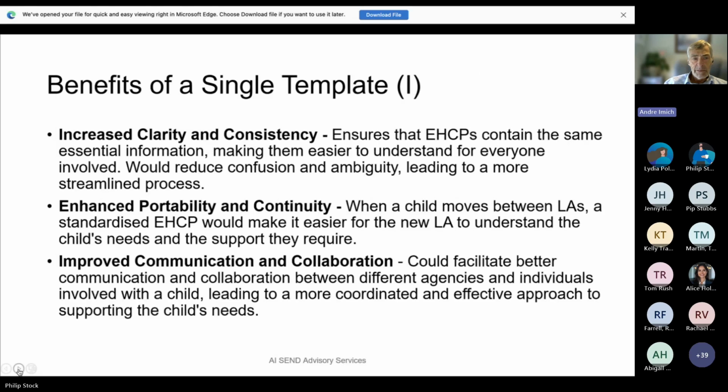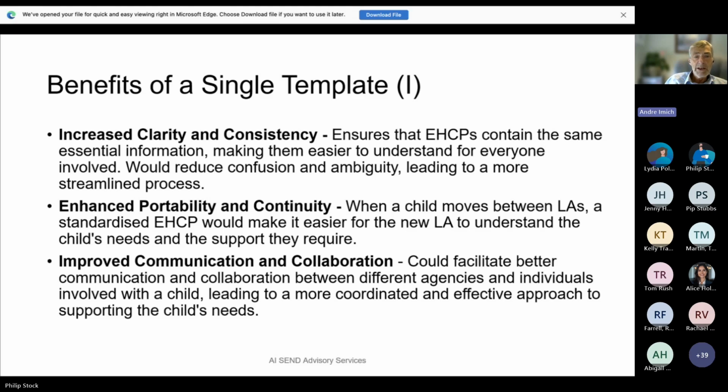Next slide, Phil. So what would be the benefits of a single template? Well, I think that undoubtedly be increased clarity and consistency. When one looks at plans, and I think I've seen plans from so many different local areas, having a single template would help capture the same basic and essential information and make them much easier for people to understand. You know what's coming up. It would reduce confusion, reduce ambiguity, and it would be a much more streamlined process. I think people would become much more familiar with it.